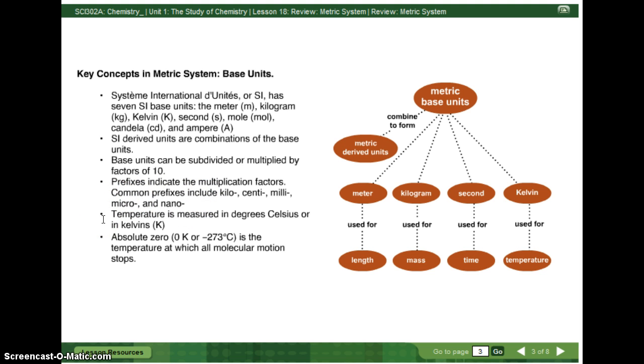Temperature is measured in degrees Celsius or kelvins, capital K. Absolute zero is 0 kelvin or negative 273 degrees Celsius, the temperature at which all molecular motion stops. Absolute zero is the only time atoms stop moving. So even in a solid, they're vibrating a little bit, but they're still moving. You have to get to absolute zero, which is the coldest possible, in order to have molecular motion really stop. So metric base units, again, they combine to form derived units. And yes, you can also combine derived units to make other derived units.